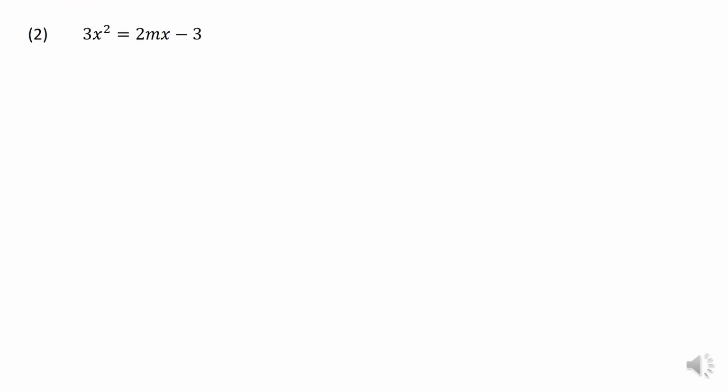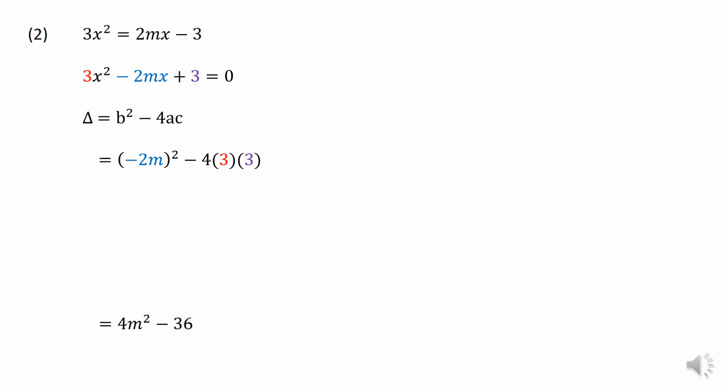Number 2, 3x squared is equal to 2mx minus 3. That's not standard form, so we take everything over. 3x squared minus 2mx plus 3 is equal to 0. Using delta, so delta is equal to b squared minus 4ac, we substitute in. So we have negative 2m squared in brackets minus 4 times 3 times 3. Simplify, 4m squared minus 36.